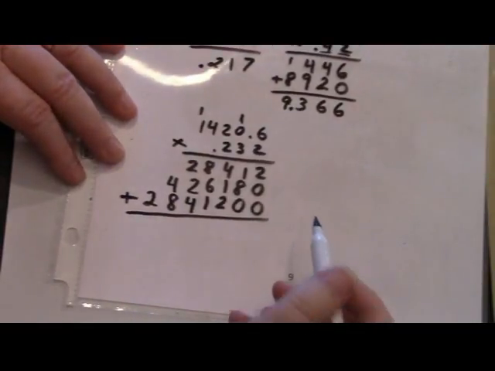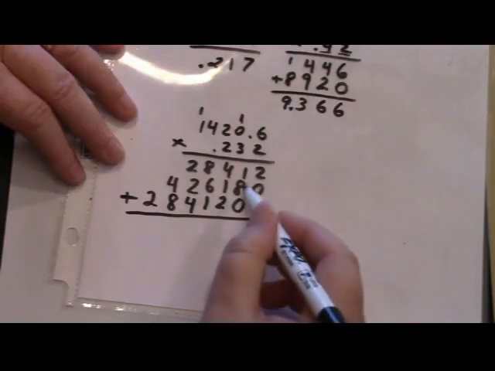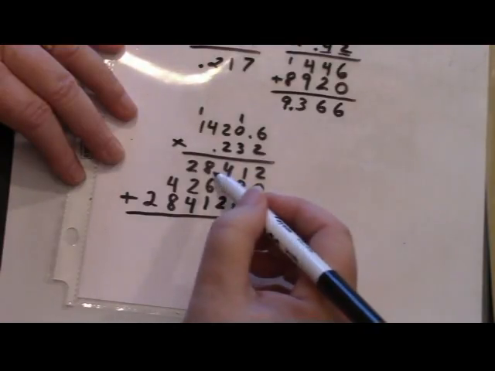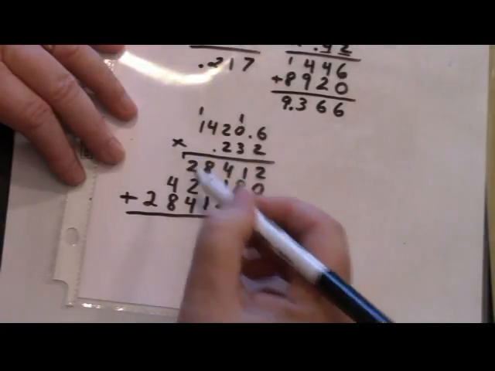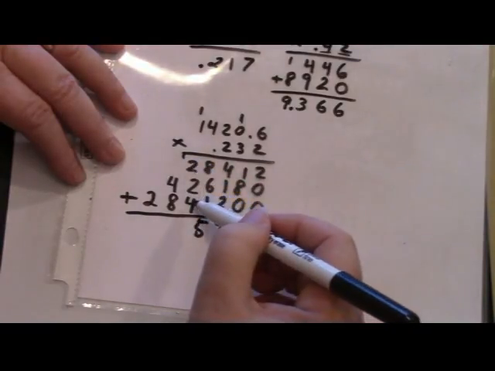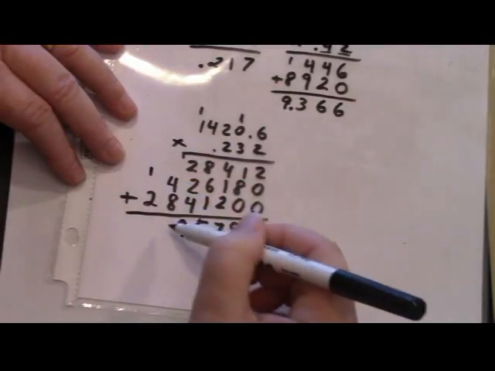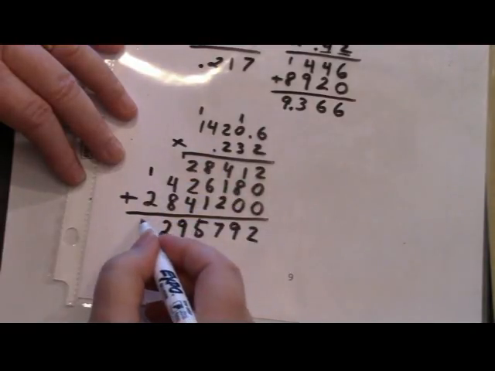Not paying attention to any decimals yet. 2, 1 and 8 is 9. 4, 5 and 2 is 7. 8 and 6 is 14 plus 1 is 15. 4 and 2 is 6, 7, 8, 9. 8 and 4 is 12, and 1 plus 2 is 3.